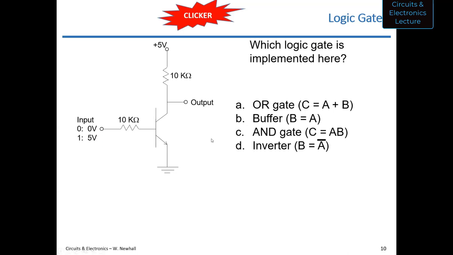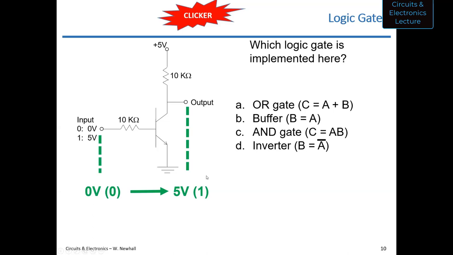So let's take a look at what this means. Let's take this one at a time. If the input is 0 volts, then that means I have no base current and the transistor is in cutoff. That means it's an open switch, so it's like this transistor is not even here. The output is connected to 5 volts through a 10K ohm resistor. But if I have little or no current out of the output, then there's little or no voltage drop across the 10K ohm resistor, so the output would be 5 volts. So if I put in 0 volts, which is a 0, I get 5 volts or a 1 at the output. This is pointing toward an inverter, since it inverted the logical sense.